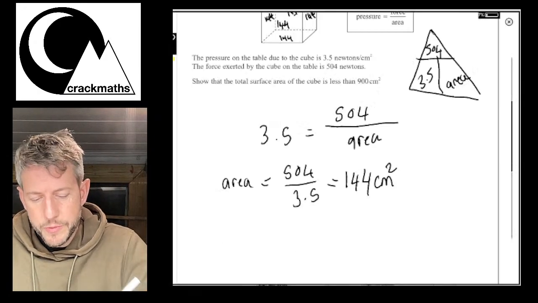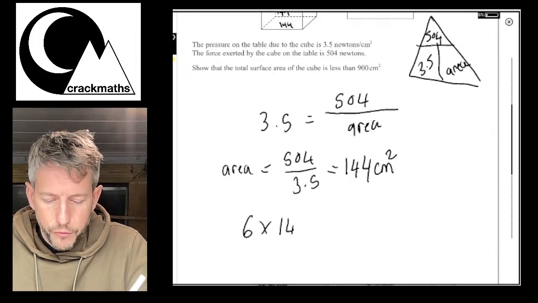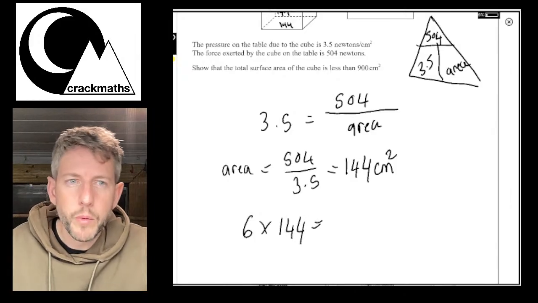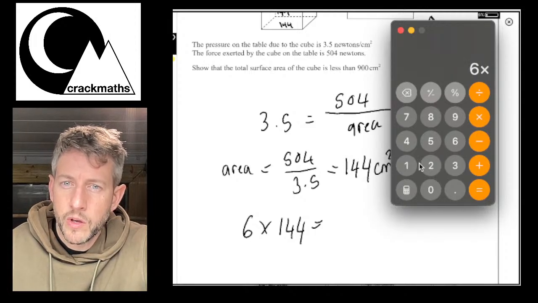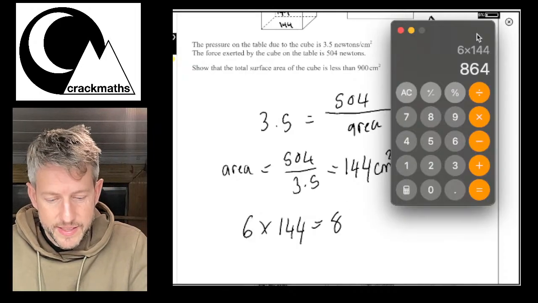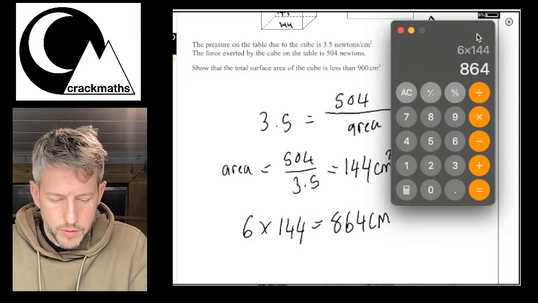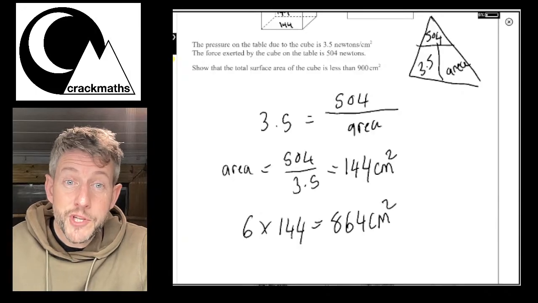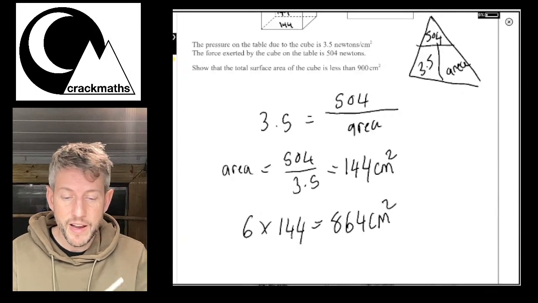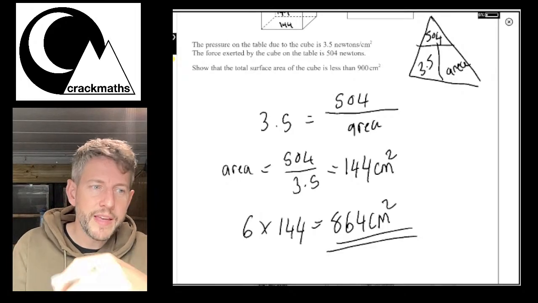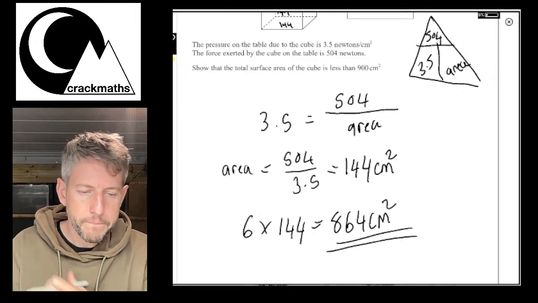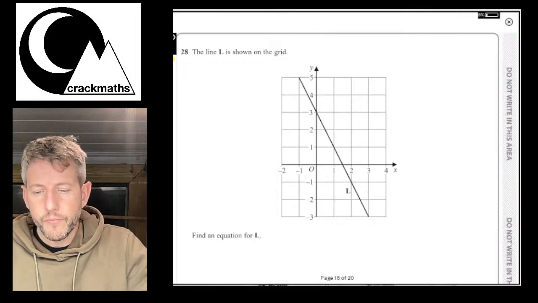So what we can do is 6 times the 144 equals, let's find out, 6 times 144, 864. There we go. So we've shown here that the total surface area is less than 900 centimetres squared, because we've shown that it's 864.